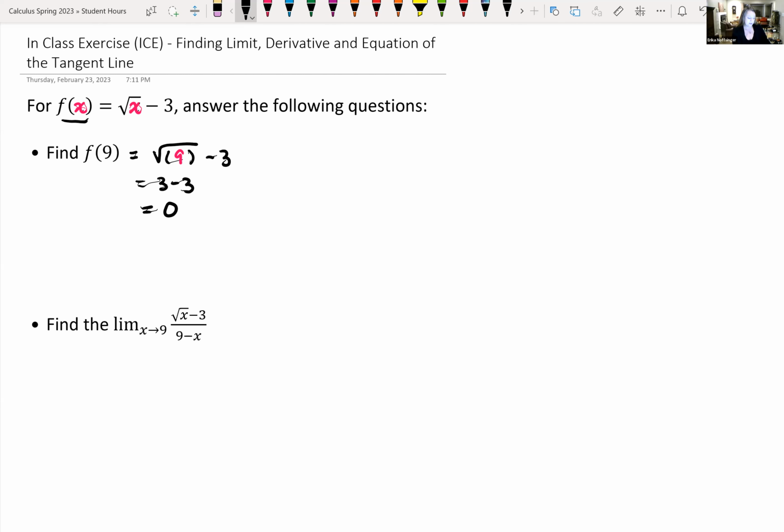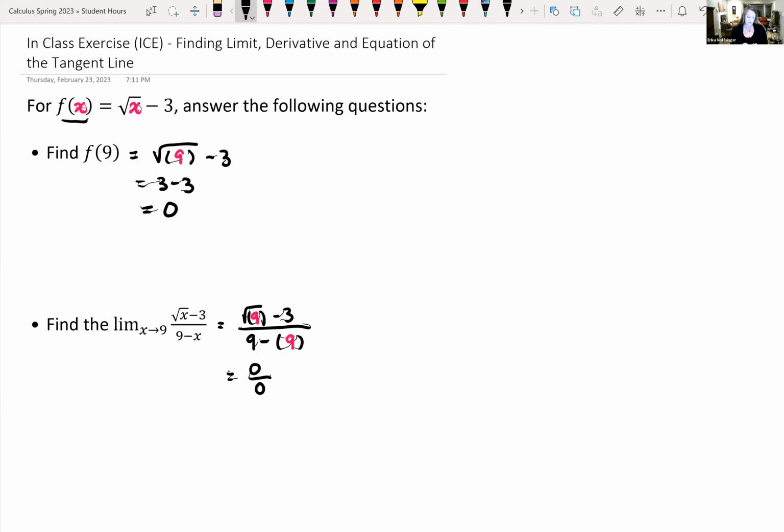The next problem says find the limit as x approaches 9 of the following rational expression, the square root of x minus 3 all over 9 minus x. The first thing you want to try when looking at a limit is direct substitution. If we plug in 9 wherever we see an x, we get the square root of 9, which is 3, minus 3 in the numerator, which gives us back 0, divided by 9 minus 9, which also gives us 0.